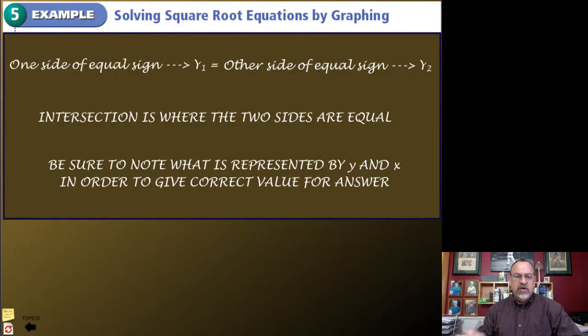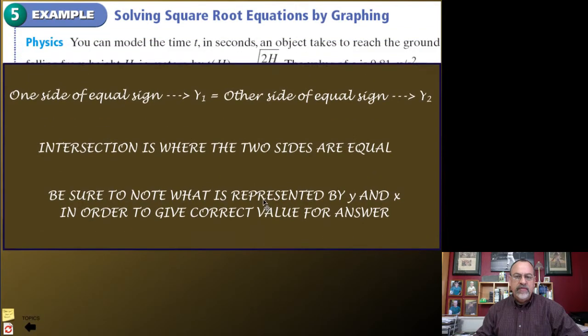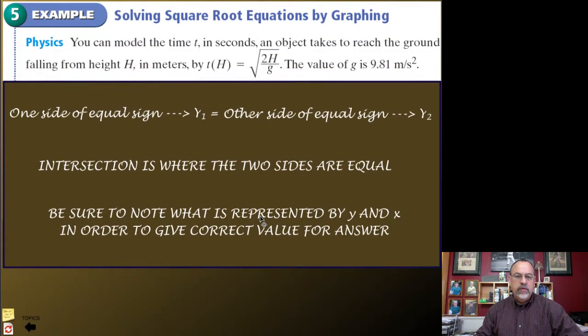Real quickly, solving a radical equation by graphing is something we've done before. When we have two sides of an equation, we use our calculator. We enter in one side of the equation as y1. We'll enter in the other side of the equation as y2, and then we'll use the intersection function in order to calculate the value of the intersection, or where they are equal.